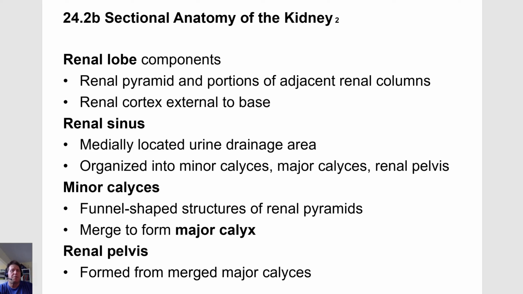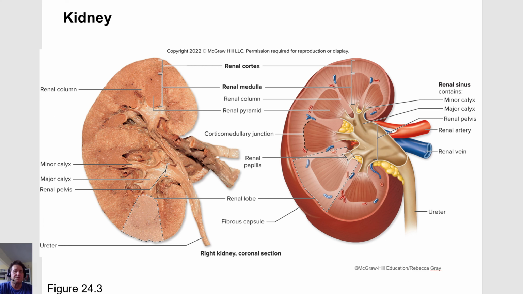There's the renal lobe. This is the components of the pyramid and the renal columns. And the renal sinus. Remember, the sinus is a space. What fits into that space is the renal pelvis, the minor and major calyces, individually a calyx, and of course the renal pelvis.